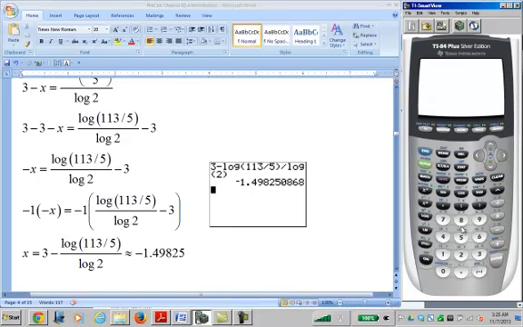Again, let's do this in the calculator. 3 minus the log, open parenthesis, 113 divided by 5, close parenthesis, divided by log of 2, and what did I do wrong?